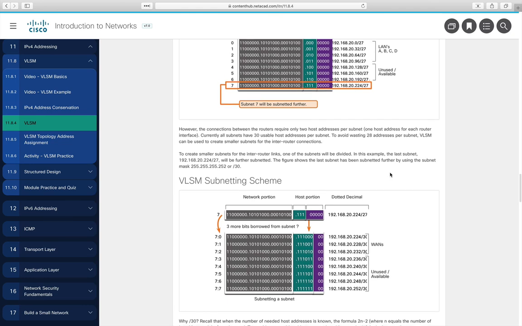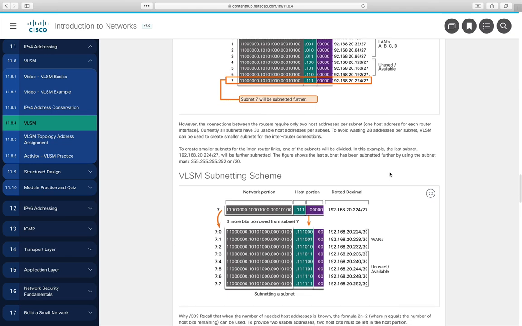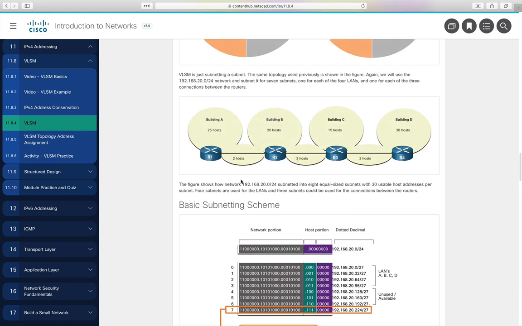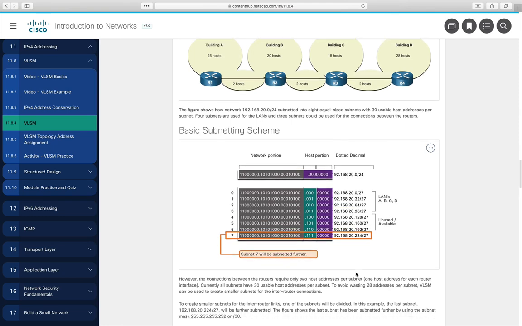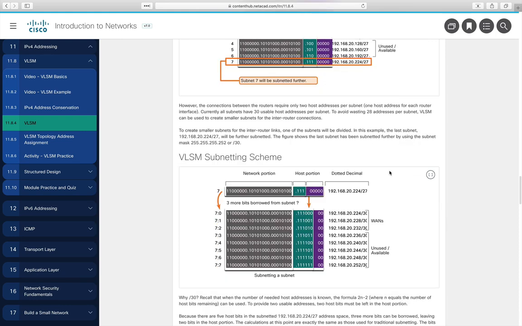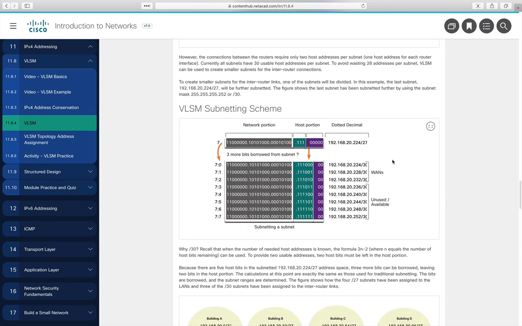So what happens is we're going to subnet that further by borrowing 3 more bits. The reason we borrow 3 is we want to get down to 2 host bits so that we have 2 usable hosts. And then we're going to take the first 3 and assign them to these WAN connections, router 1 to router 2, router 2 to router 3, router 3 to router 4 networks. And then that gives us some more address space that we could use. Again, if we added more routers, it would give us some WAN addresses, for example.